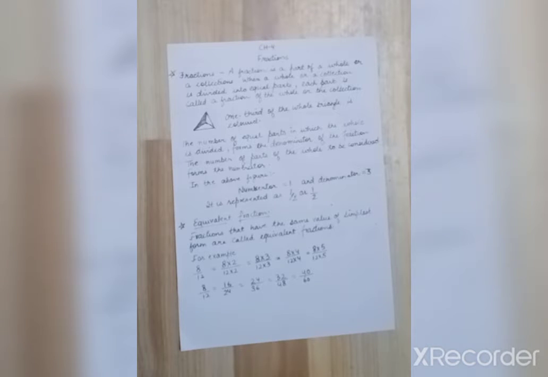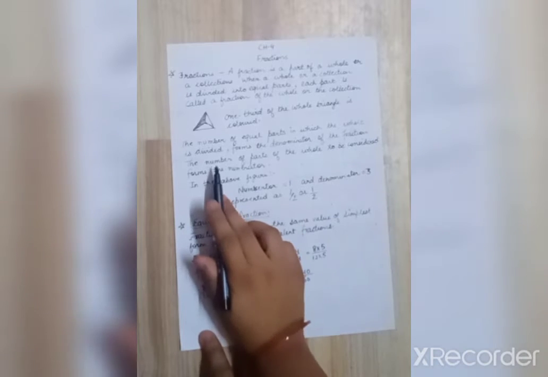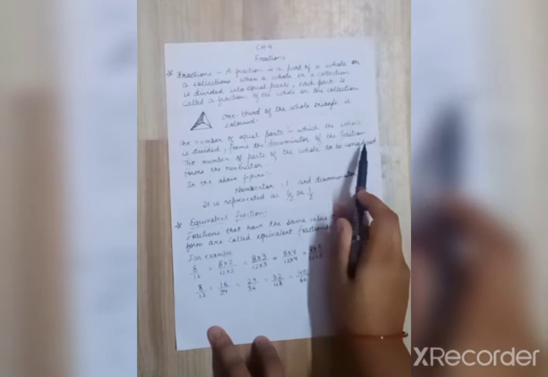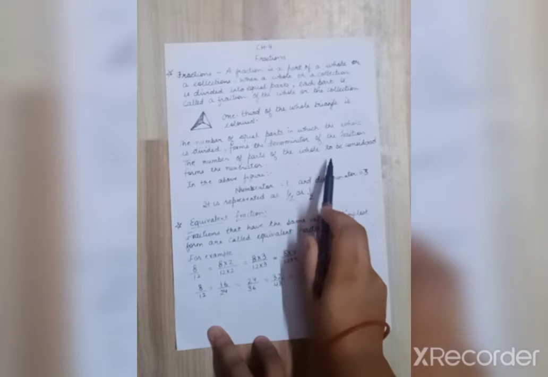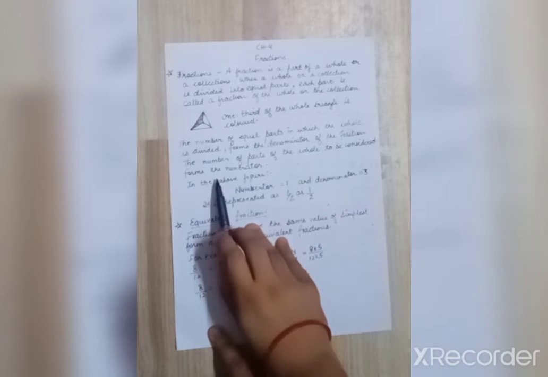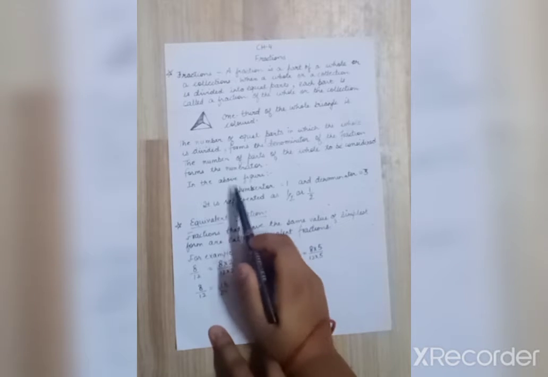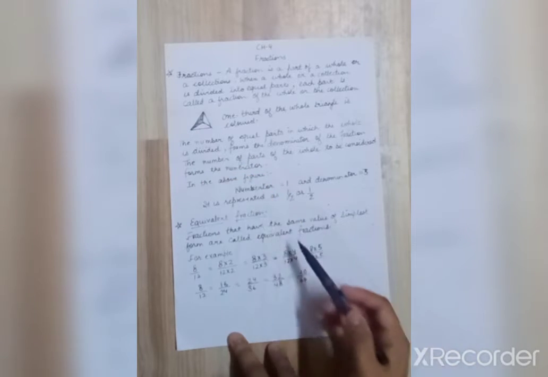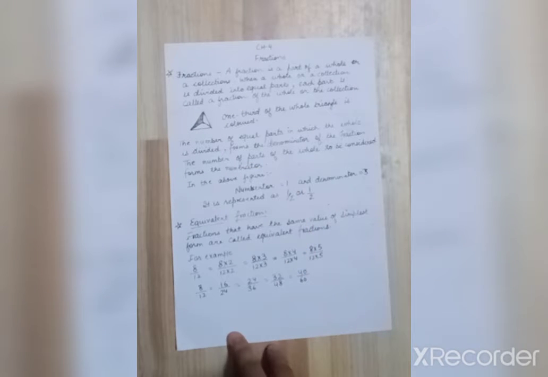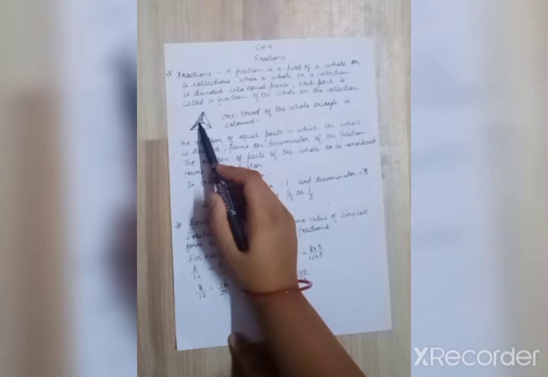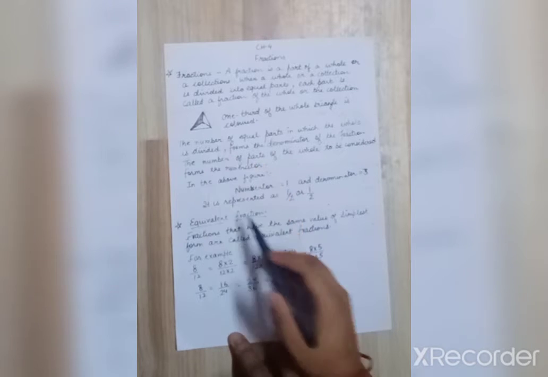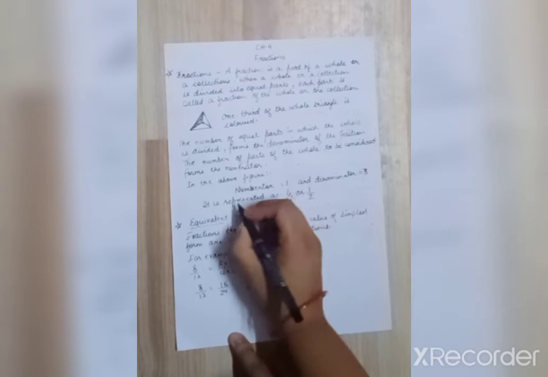Okay, so the number of equal parts in which the whole is divided forms the denominator of the fraction, and the number of parts of the whole to be considered forms the numerator. In the above figure, this is the whole triangle, and it is divided into 3 equal parts, 1, 2 and 3, and one of the parts is shaded. So what is the numerator? The shaded region, 1, is known as the numerator, and the number of equal parts of the whole triangle, that is 3, is known as the denominator.